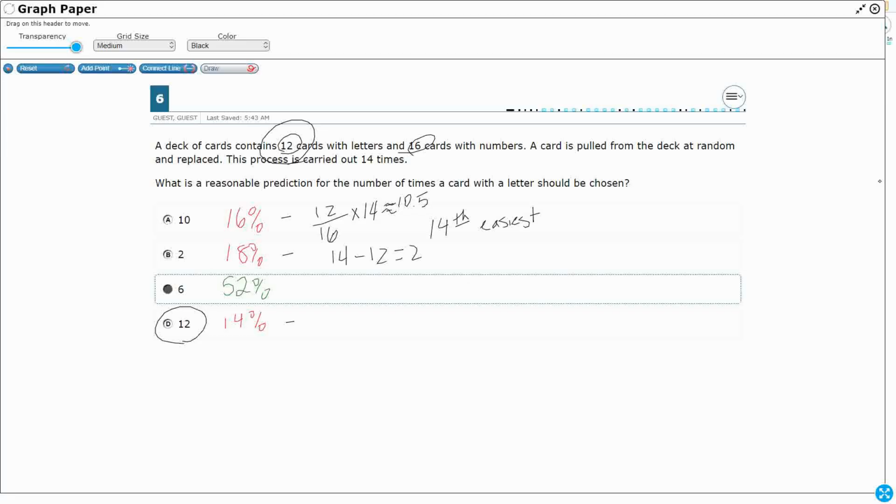So really understanding how to set this up as a proportion, right? It's not 12 out of 16. It's that 12 out of 28. That becomes very, very helpful and very important for students to set this up correctly.